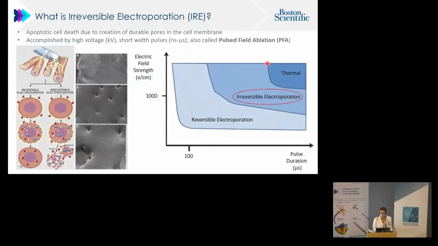Here on the right side, you can see that there's really a continuum depending on the electrical field applied on the y-axis and the pulse duration on the x-axis. It goes from no effect at all in white, through a domain of reversible electroporation, then reaching this field of irreversible electroporation for a certain window of pulse duration and electrical field strength, and finally arriving, for very high electrical field and long pulse duration, in a thermal zone that we absolutely want to avoid.